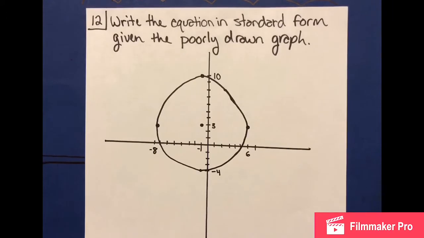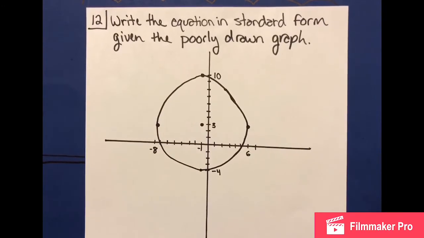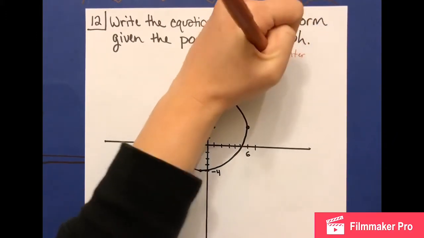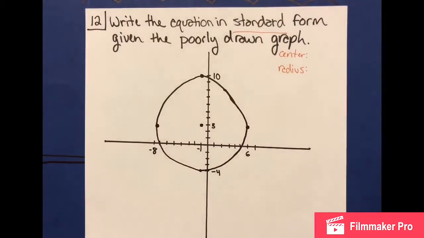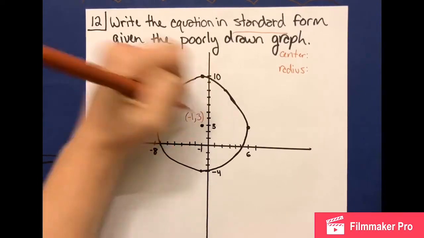Okay, so looking at number 12, I apologize in advance for this awful circle. However, I don't have graph paper, so I did the best I could. Write the equation in standard form given the poorly drawn graph. Really what we need to know is what do we need when we're looking for standard form? Well, you need the center and you need the radius. Let's start with the easy one, the center. I just count -1, +3. So -1, 3.